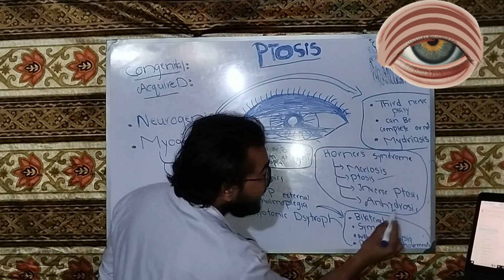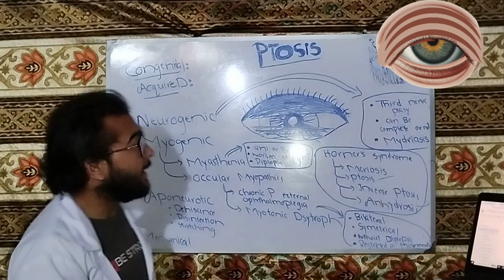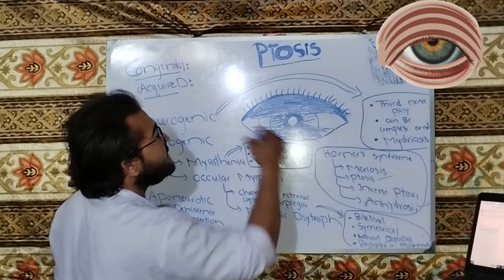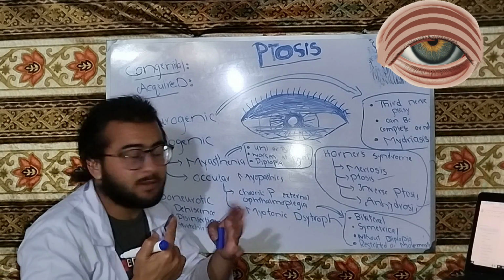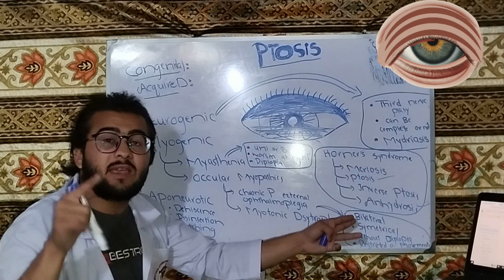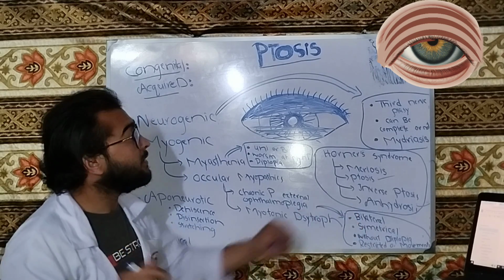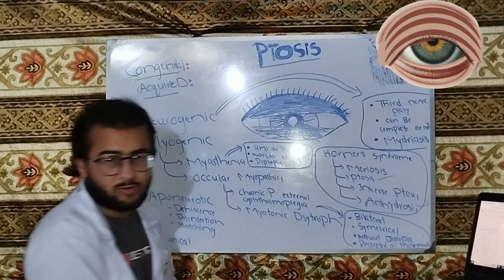The next thing is anhidrosis. Anhidrosis means around the eye there will be no sweating. This is because of extensive damage to the sympathetic chain. So these are the features of the Horner syndrome.